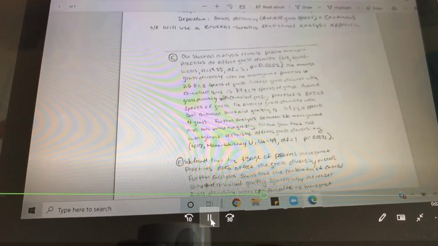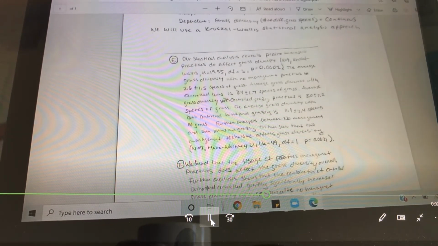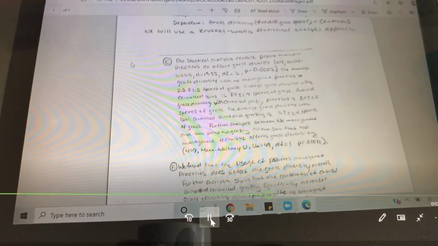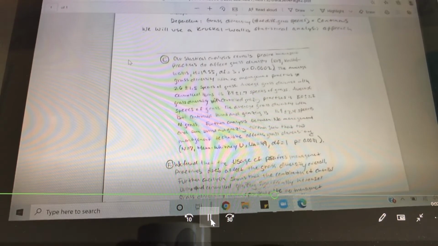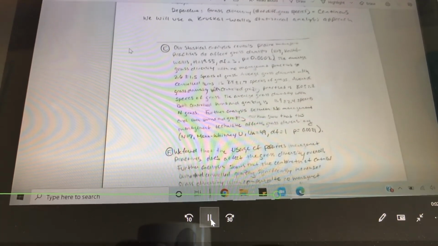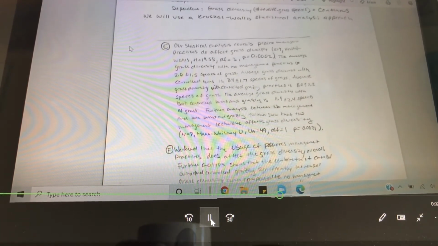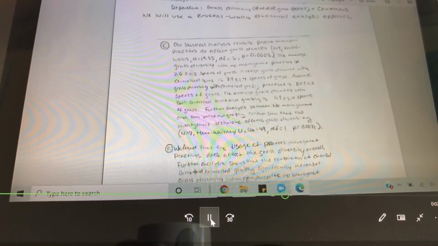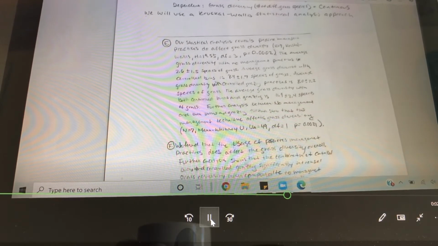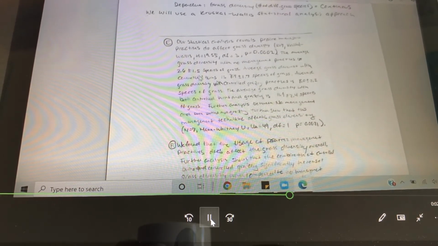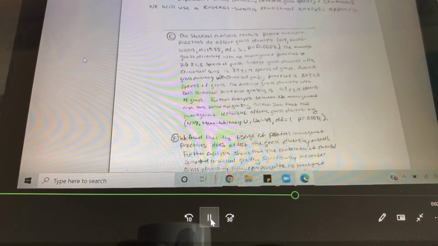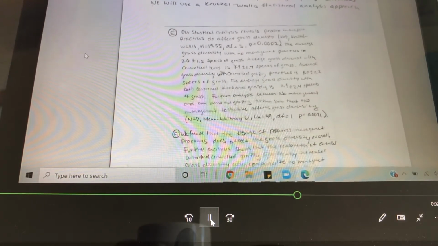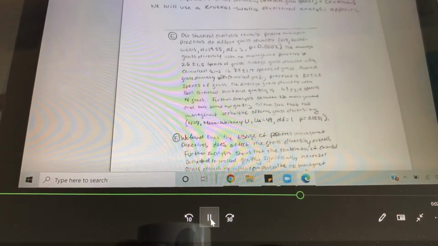Going back, the results you would get from this are that our statistical analysis reveals that prairie management practices do affect grass diversity. You get n equals 7, that was our sample size, for the Kruskal-Wallis test, H equals 19.5, degrees of freedom is 3, and our p-value was 0.002. The average grass diversity with no management practice is 2.6 plus or minus 1.5 species of grass. That was done using an Excel graph. We found the average of each column, and then we also did the standard deviation, and we did that for all the categories.